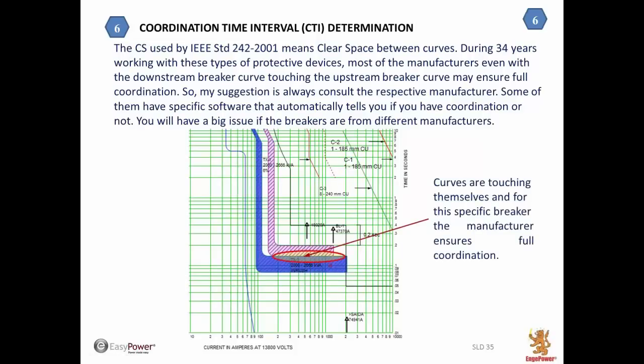And this is very important when you are doing a coordination study. The problem is when you have devices from different manufacturers. So the way to guarantee is testing. If you don't have a way to test, then you have to use a clear space. Okay, it's my suggestion.